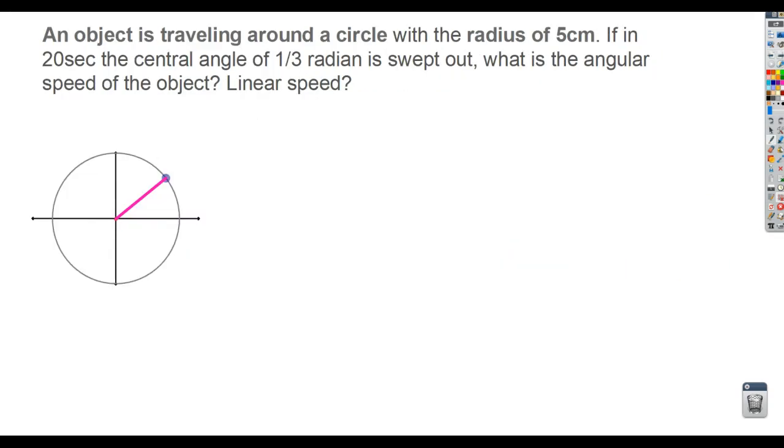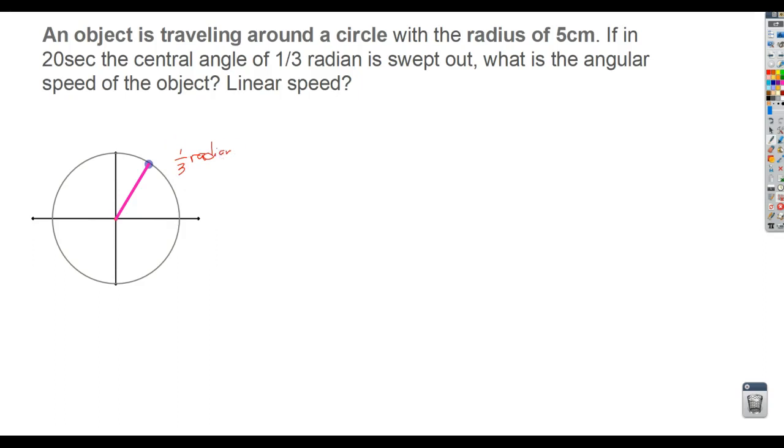Let's keep going. An object is traveling around a circle with a radius of 5 centimeters. If in 20 seconds the central angle of 1/3 radian is swept out, what is the angular speed of the object? Okay, so right away we know this is going to be pi, this is pi over 2, right? So if this is pi, then I need to break this up into thirds. So we're going to say that's about 1/3 of a radian, okay? This is about 1/3 of a radian.